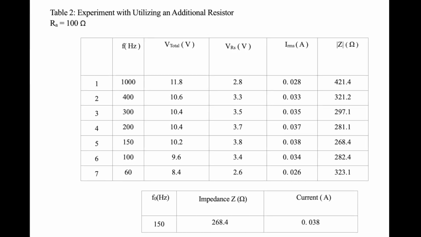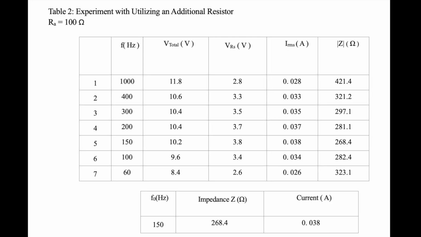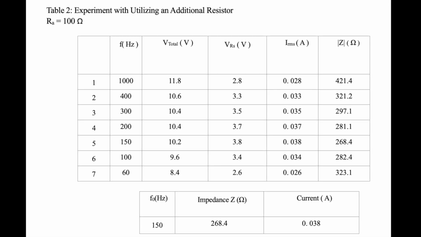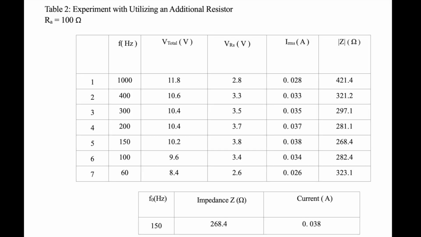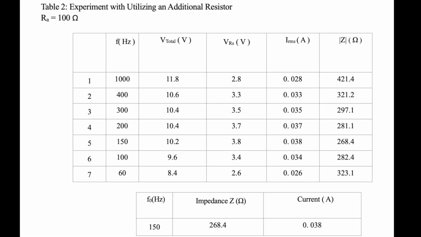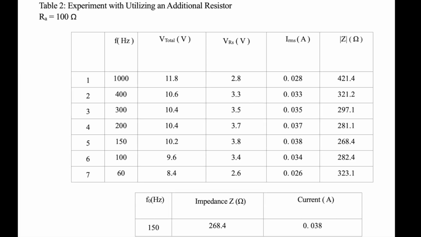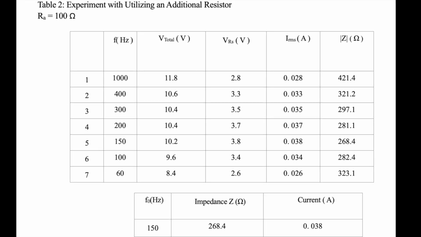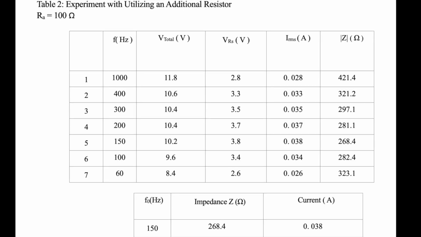However, due to the increased total resistance, the minimum impedance jumped to 268 ohms, while the maximum peak current dropped to 0.038 amperes. These results demonstrate that increasing resistance doesn't move the resonance frequency, it simply suppresses and flattens the resonance peak.